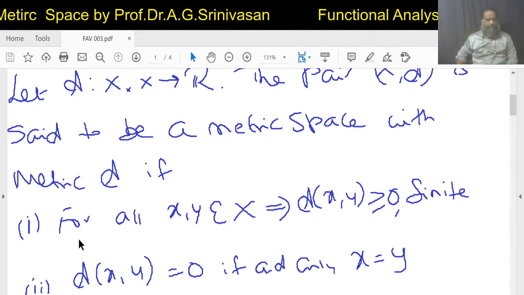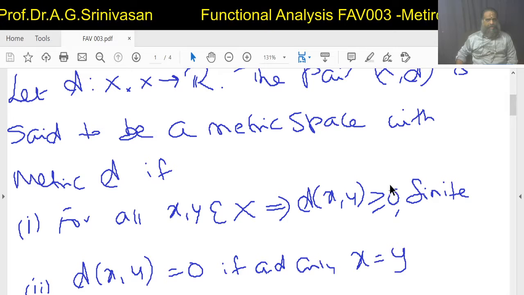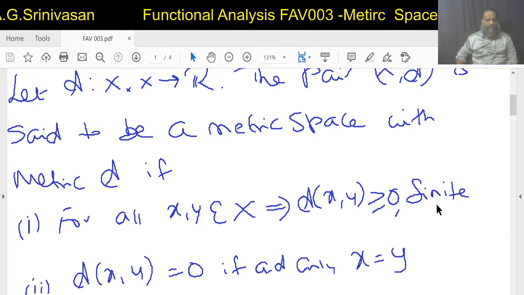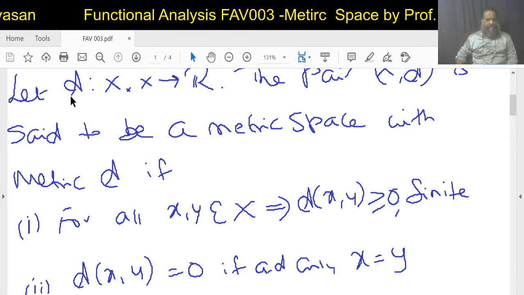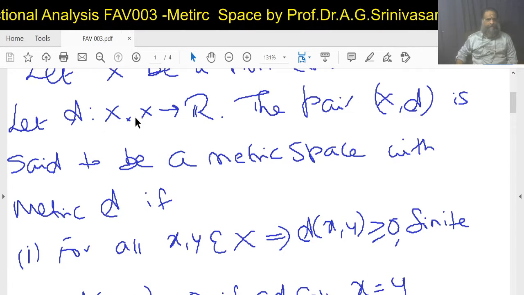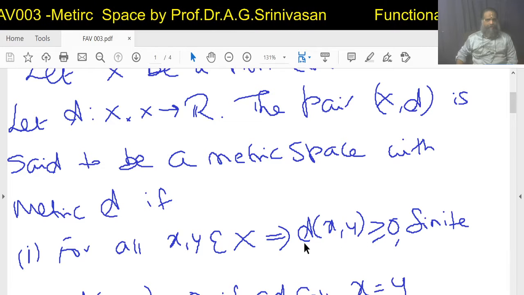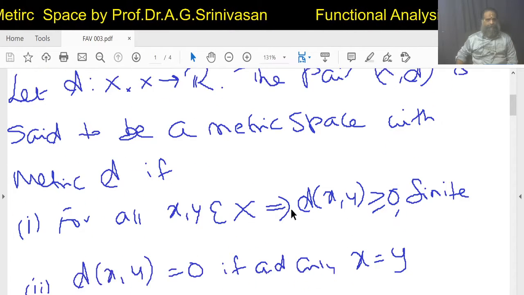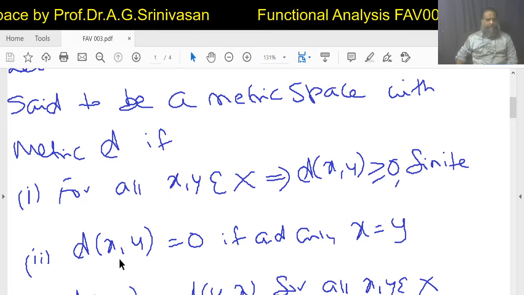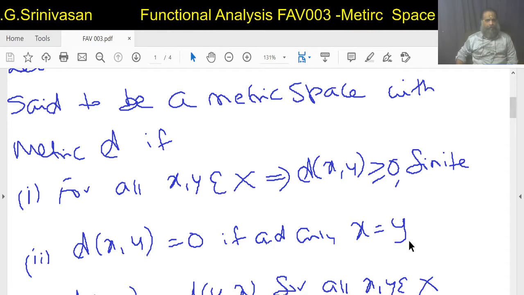Number one, for all x, y belongs to X, D of x, y is non-negative and finite. D is a mapping from X cross X to R, so D of x, y is a real number. Therefore, D of x, y is greater than or equal to 0 and finite. Second, D of x, y is equal to 0 if and only if x is equal to y.